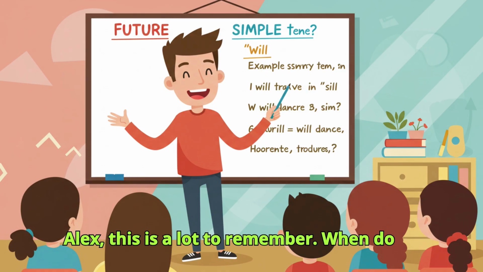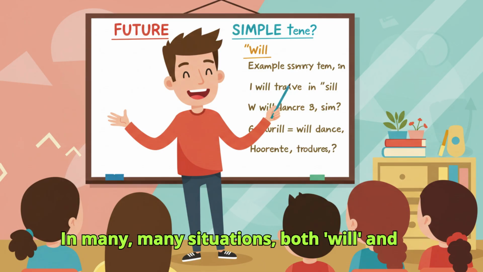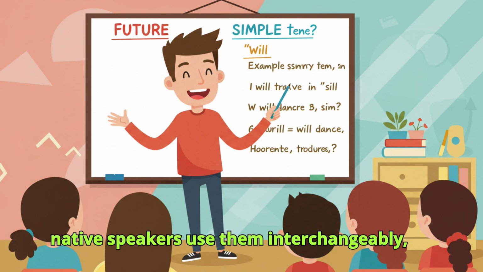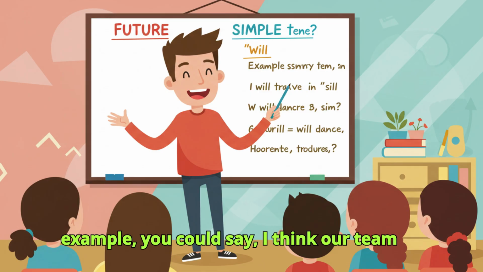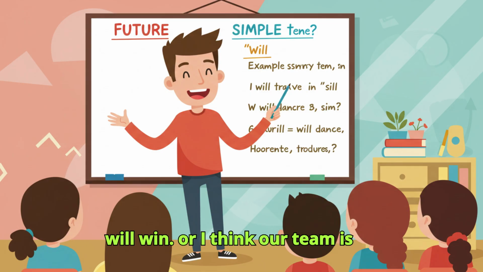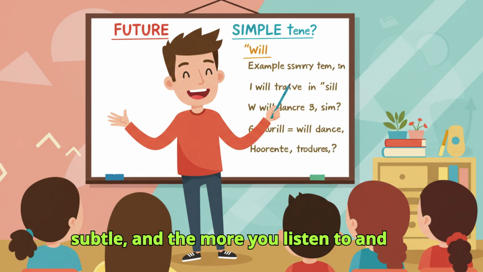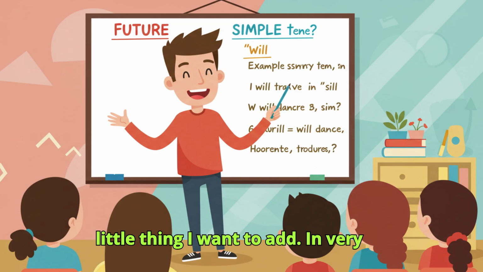Now, I know what you might be thinking. "Alex, this is a lot to remember. When do I use which one?" Don't worry. In many situations, both will and be going to are perfectly correct, and native speakers use them interchangeably, especially in casual conversation. For example, you could say, "I think our team will win," or "I think our team is going to win." Both sound completely natural. The differences are subtle, and the more you listen to and speak English, the more you'll get a feel for them.